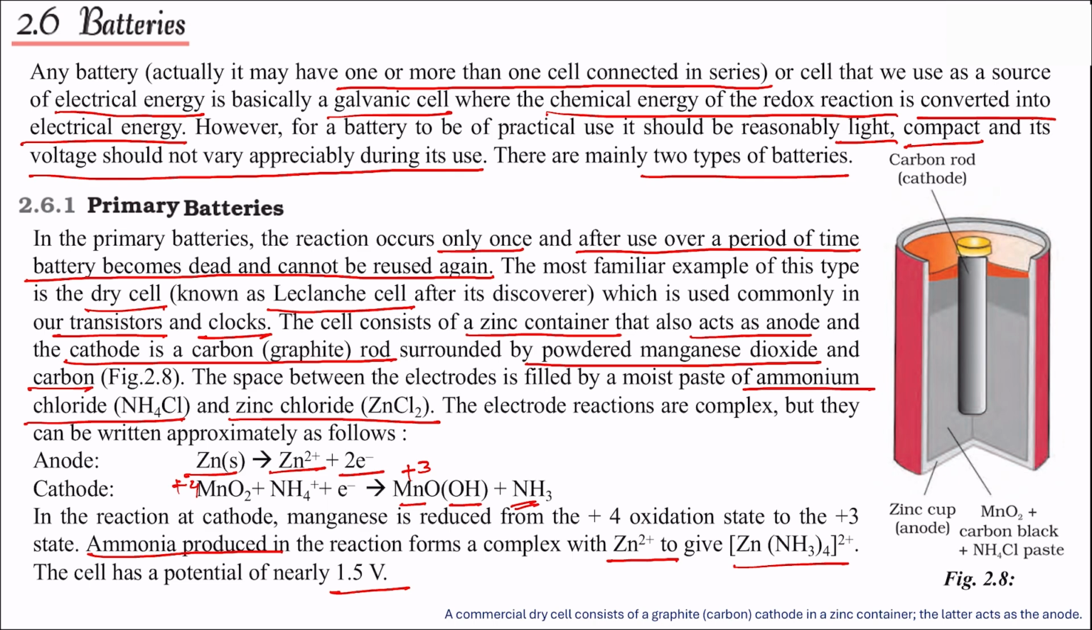So in the overall redox reaction ions are involved, because of which this battery becomes dead when used over a period of time, and it cannot be reused. Once these ions are used up, the battery becomes dead.